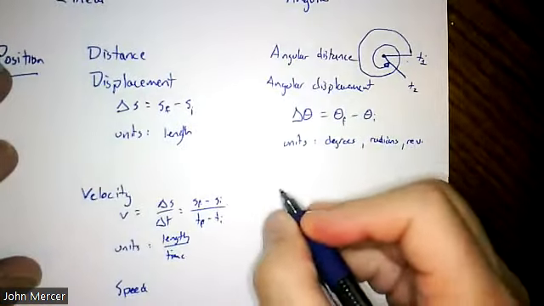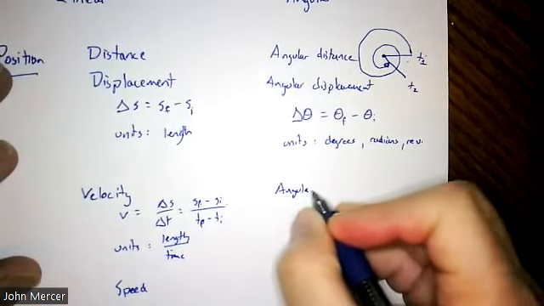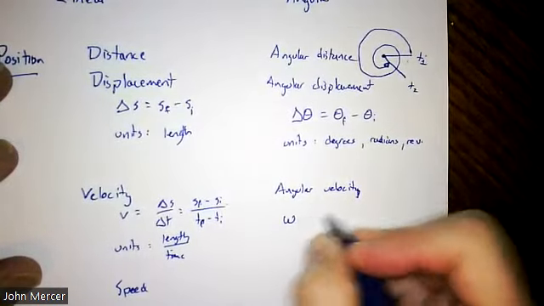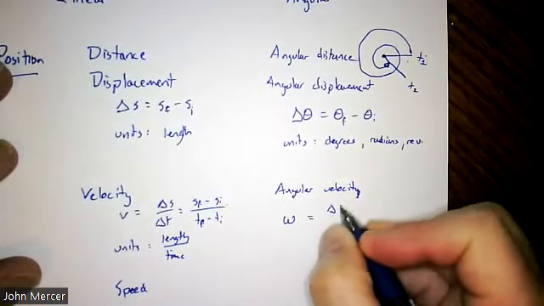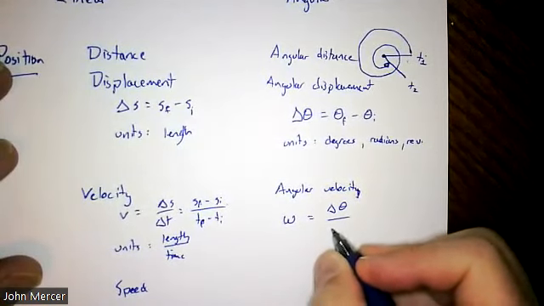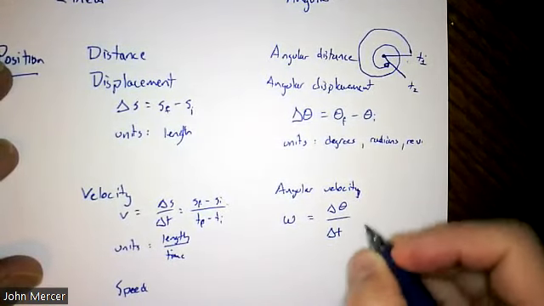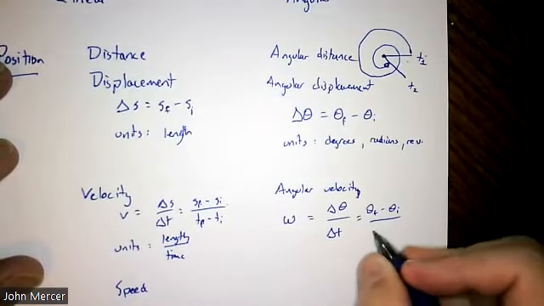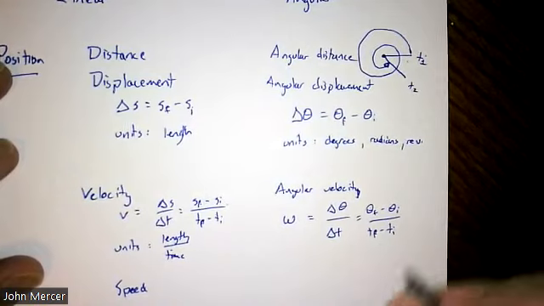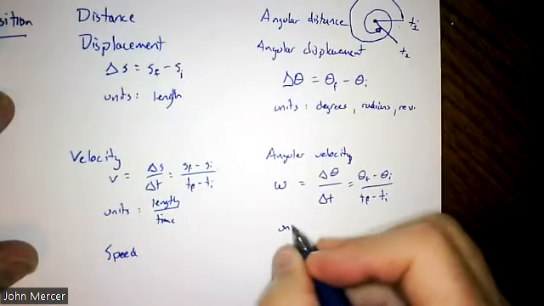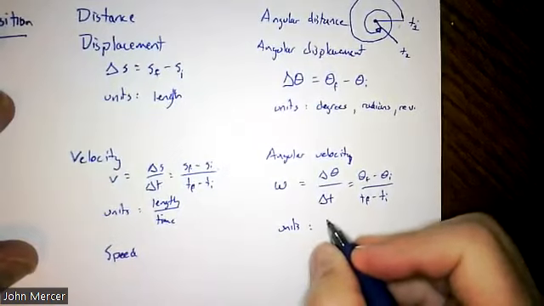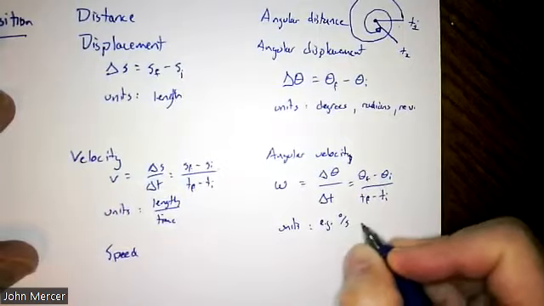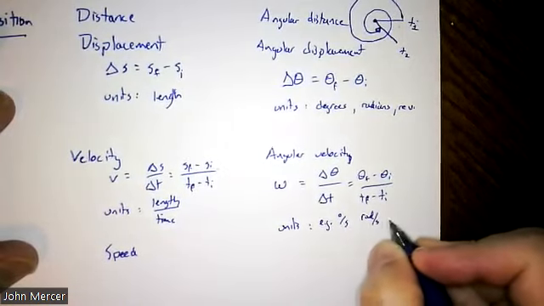On the angular side, we have angular velocity, and we use the sign omega is the time rate of change of angular displacement. So delta theta over delta t, final minus initial theta divided by the change in time. In the units being any units of angular displacement, so e.g. degrees per second, radians per second, and so forth.